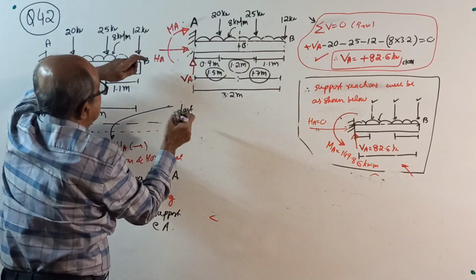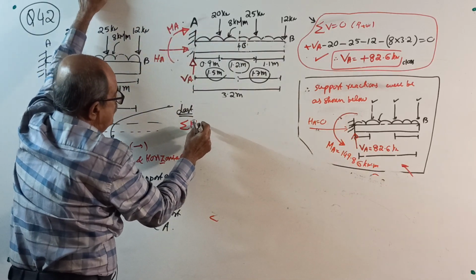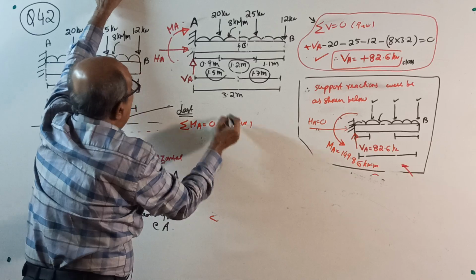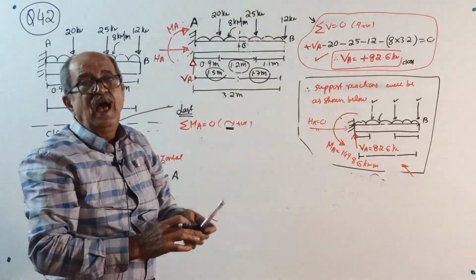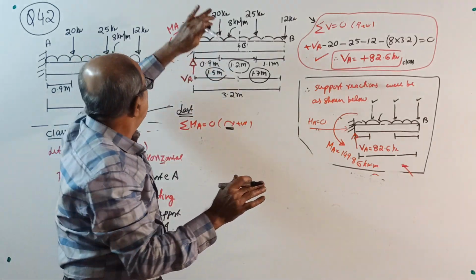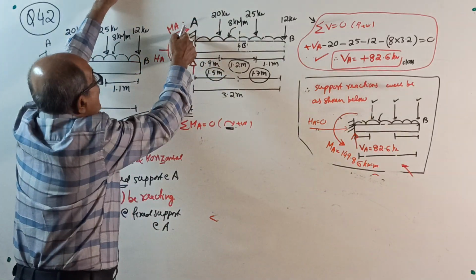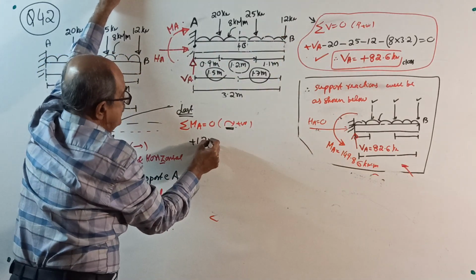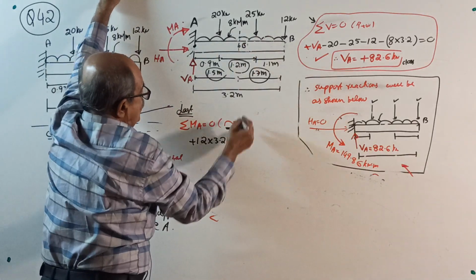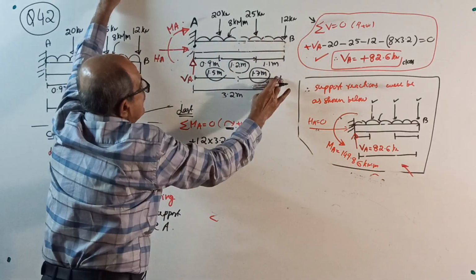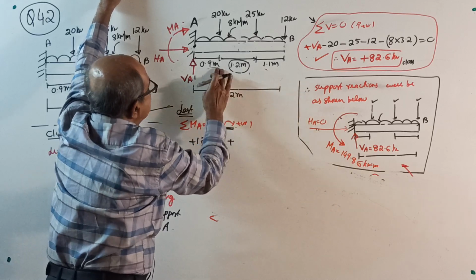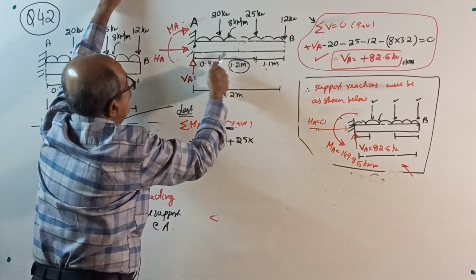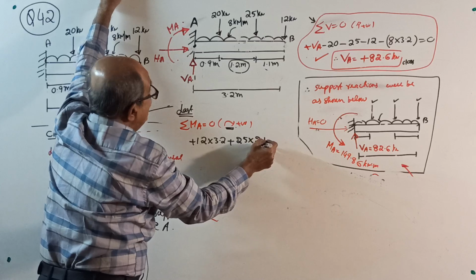Now apply first sigma M about A equal to 0, clockwise positive. This clockwise positive and this clockwise absolutely has no link. You should not see what is positive when you decide the answer. Start. Plus 12 into 3.2. Now this Q point is not there. Plus 25 into 1.2 plus 0.9, which is 2.1.